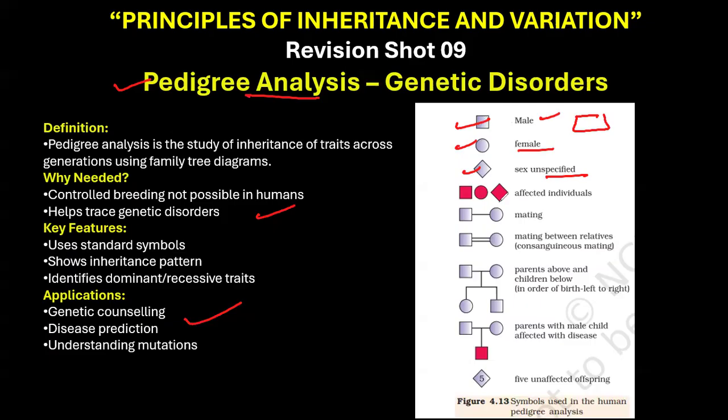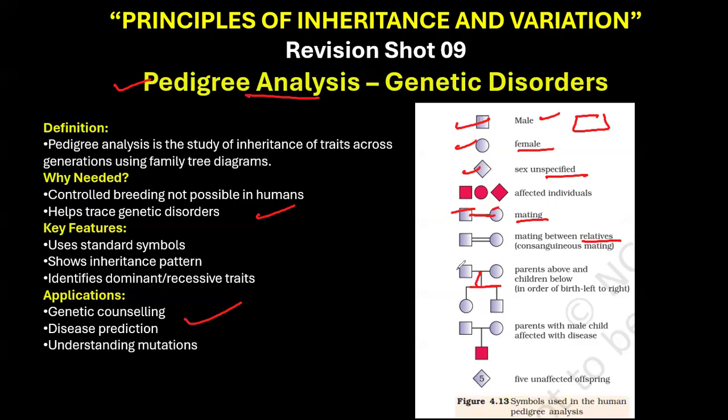Then if these boxes are filled, that means they are diseased. If we have to show mating, we just draw a horizontal line between male and female. That's showing mating. If there are two lines between male and female, that means it's a marriage or mating between relatives.